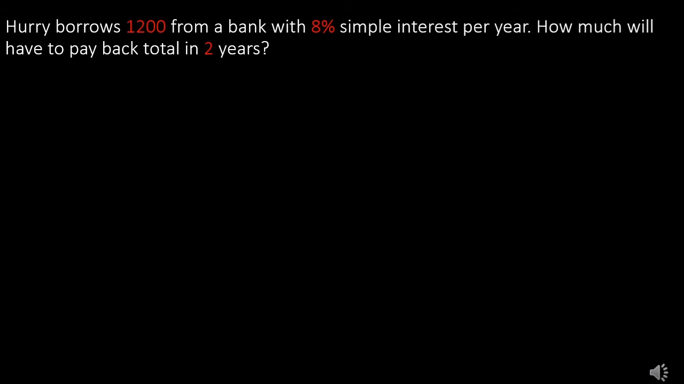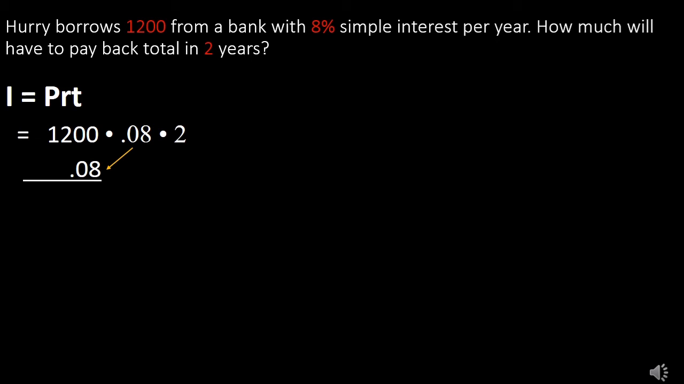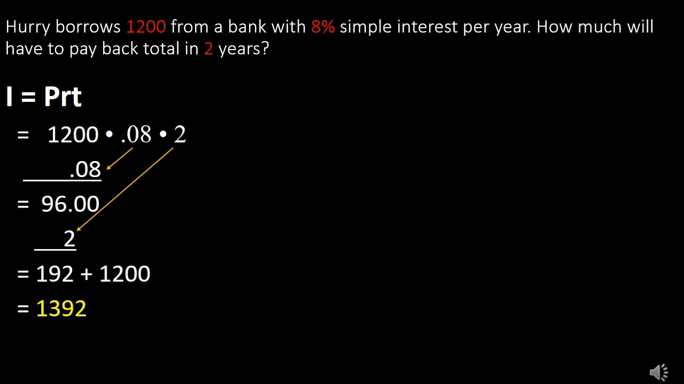How much will we have to pay back in total in 2 years if the principal is 1,200 and the rate is 8%? So 1,200 times the rate, which is 8%, equals 96 pesos, multiplied by 2, and that will give us 192, plus the principal equals 1,392.